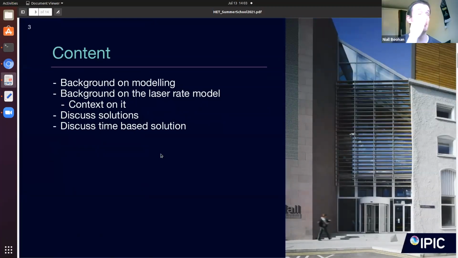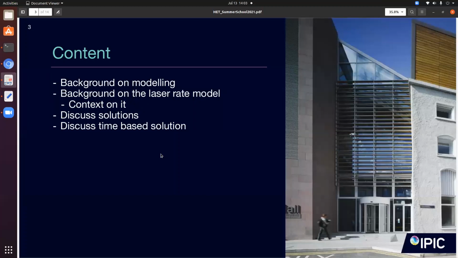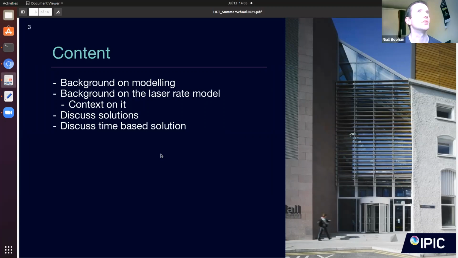I'm just going to talk a bit about the background to physics modeling, a bit of background on the laser rate model, which is the one that was in the Python notebook, some context on it, then just discuss the solutions to the questions, and then maybe discuss the time-based solutions if you've any questions on that.